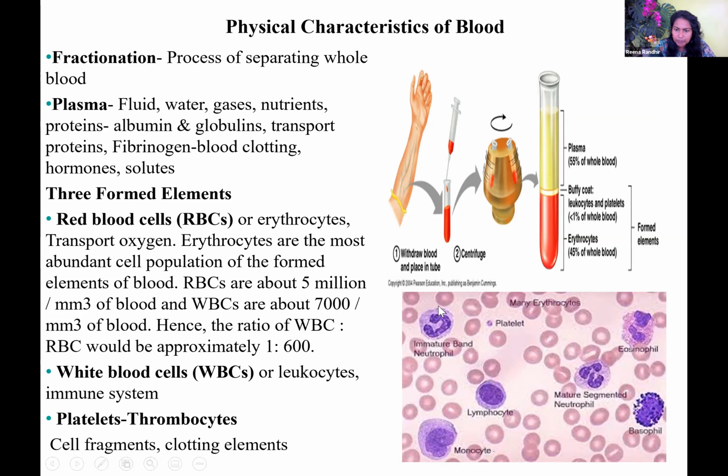So here we have about 5 million red blood cells, also called erythrocytes, per millimeter cube of blood. Whereas if you take WBCs, there's only about 7,000. These are all approximations. The approximate ratio of red blood cell to white blood cell is about 1 in 600, or sometimes even 1 to 1,000. White blood cells are called leukocytes. Leuko means white, cyte means cell. Platelets are also called thrombocytes.